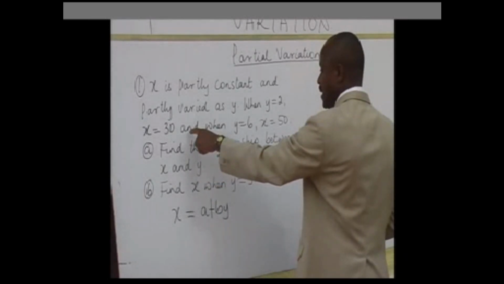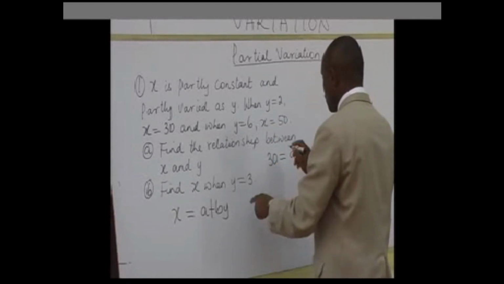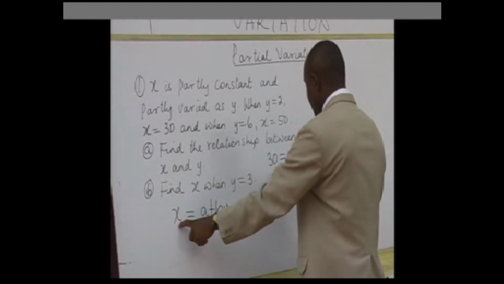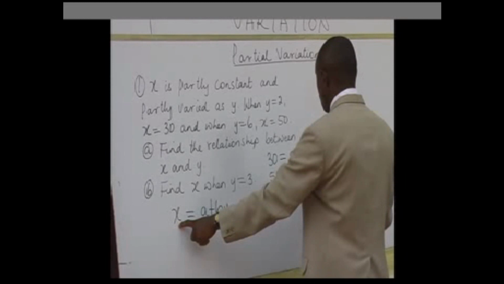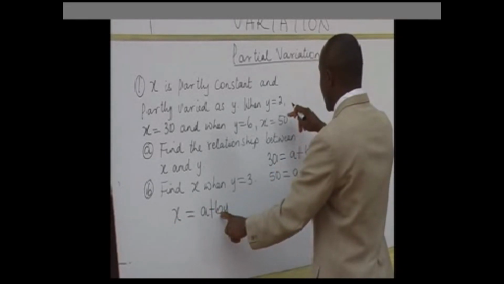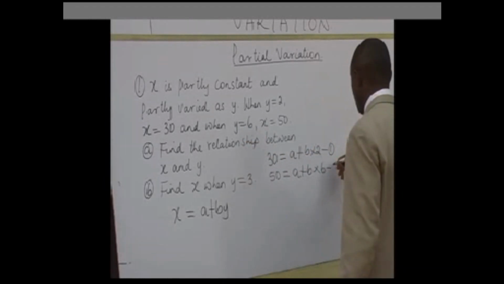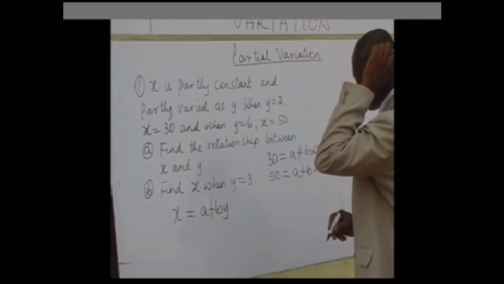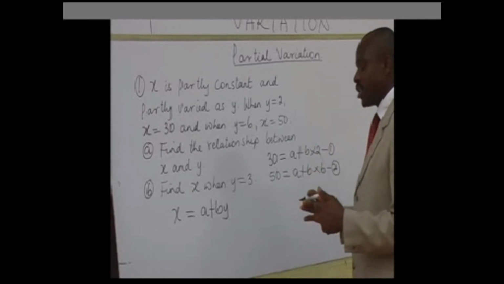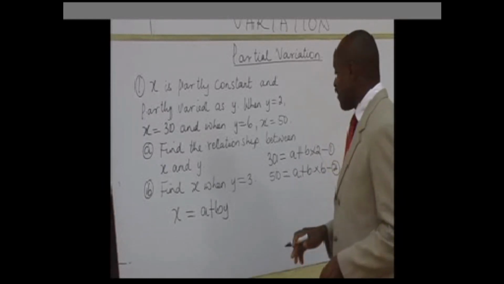Secondly, he said, and when Y is 6, X is 50. Use 50 to substitute X in the equation, and it's going to be equal to A plus B times the value of Y when that X is 50, which is 6. So this is our equation 2 now. So we are going to use the elimination or substitution method of simultaneous equations to be able to find the value of our A and B.